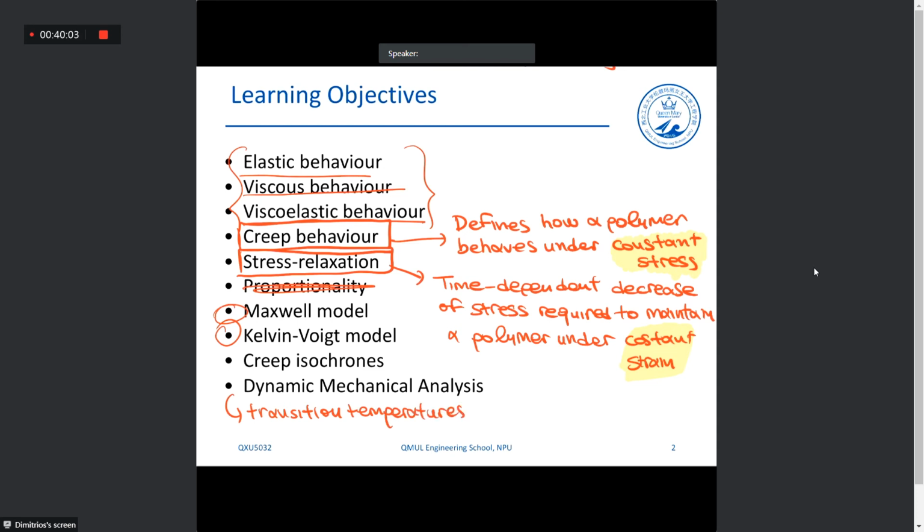And also we can obtain information such as the modulus versus temperature graph. Okay, all these graphs that we plot almost every day, modulus versus temperature, these originate from DMA, okay?